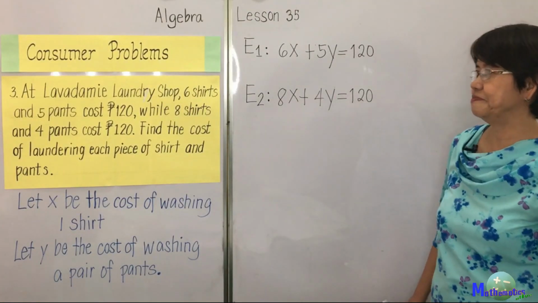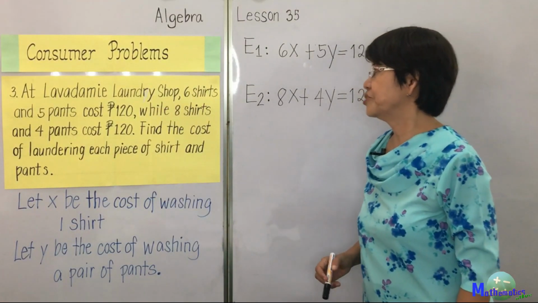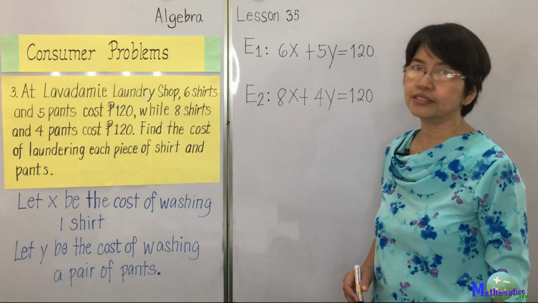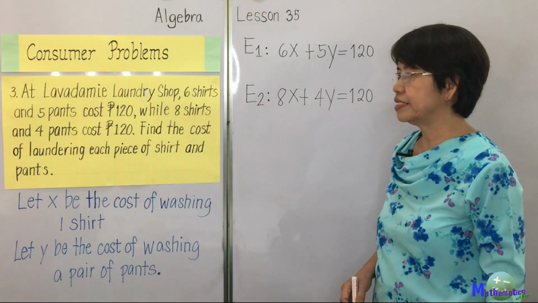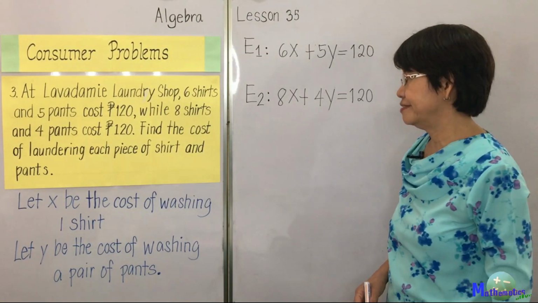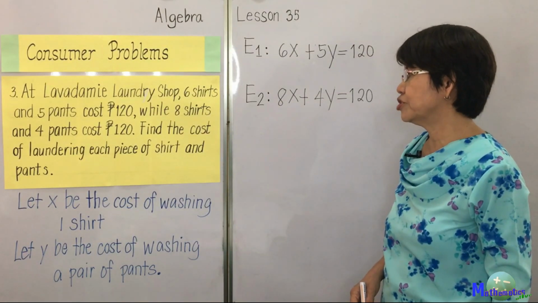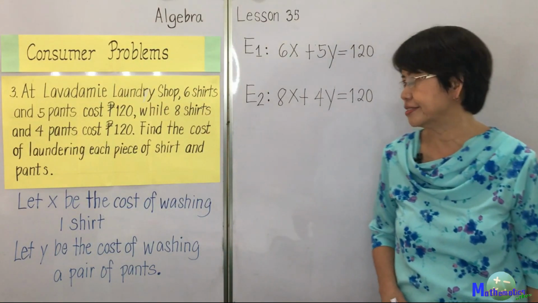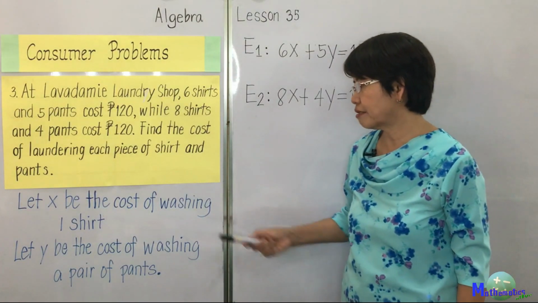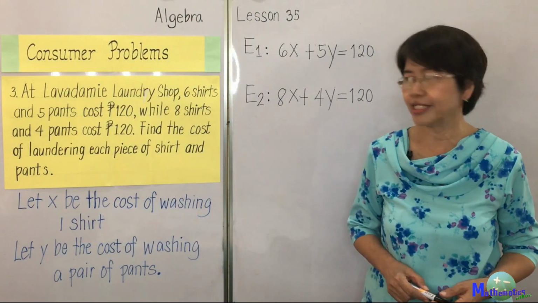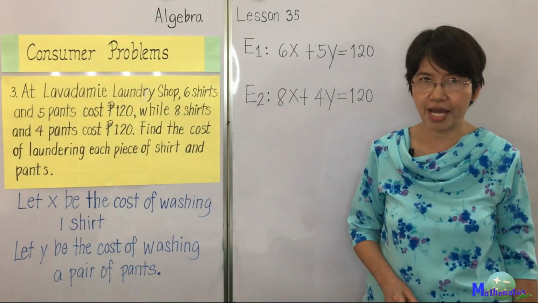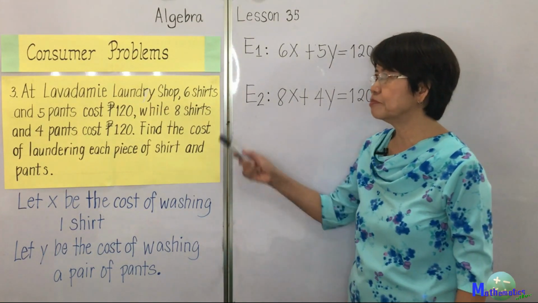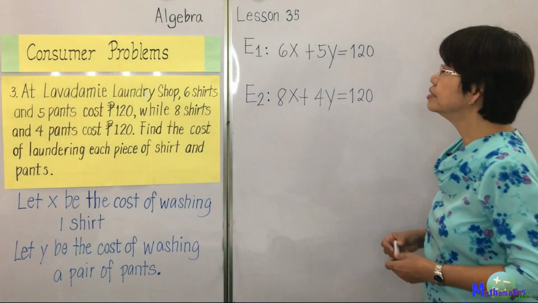Problem number 3. At Lavadami Laundry Shop, 6 shirts and 5 pants cost 120 pesos, while 8 shirts and 4 pants cost 120 pesos. Find the cost of laundering each piece of shirt and pants. So we let X be the cost of washing one shirt, and we let Y be the cost of washing a pair of pants. And we represent this problem with two equations.